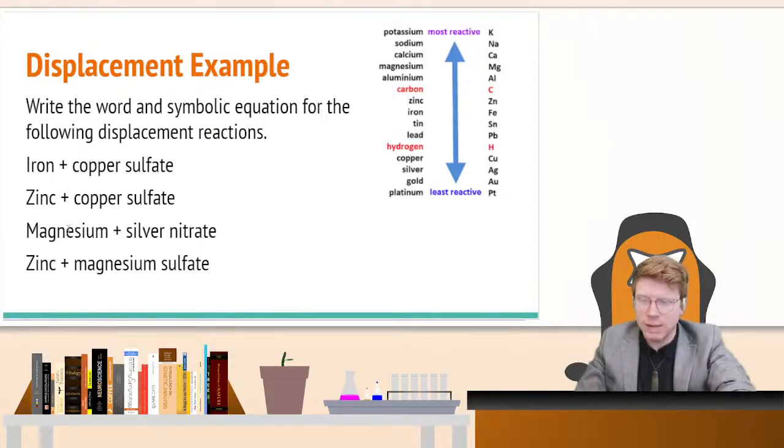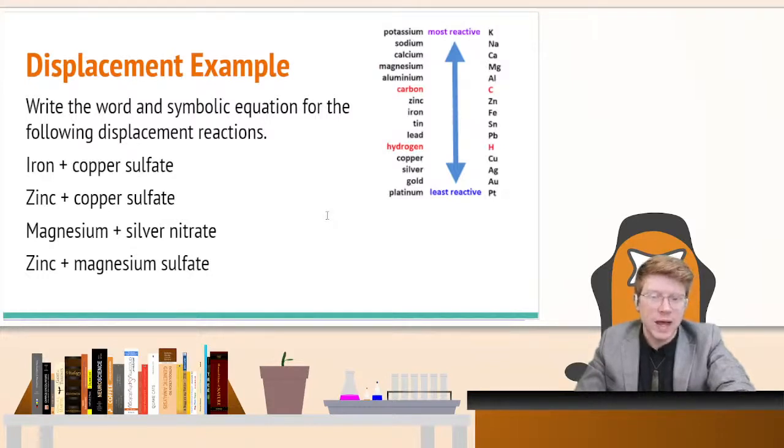Our third one, magnesium and silver nitrate. Let's have a look here. So where is silver on our list? Silver is right down at the bottom, and zinc or magnesium way up at the top. Here we go. So magnesium is clearly going to displace the silver and form magnesium nitrate, leaving a bit of a silvery deposit on the side.